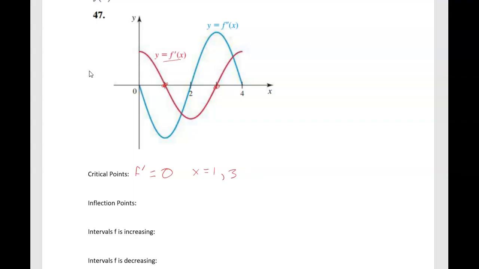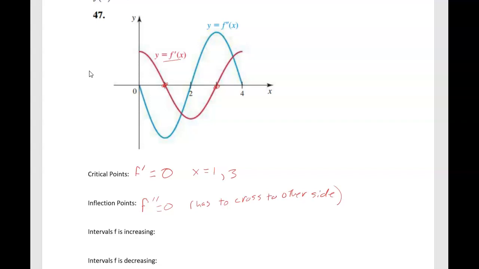Then inflection points. Inflection points possibly happen where the second derivative equals 0, but it also has to change sign. It has to cross to the other side of the axis. Otherwise, you haven't really changed sign. That's not going to be an issue with this problem, but if the second derivative just touched and turned, where it's 0 would not be an inflection. Don't worry about that too much. It's kind of a technicality.